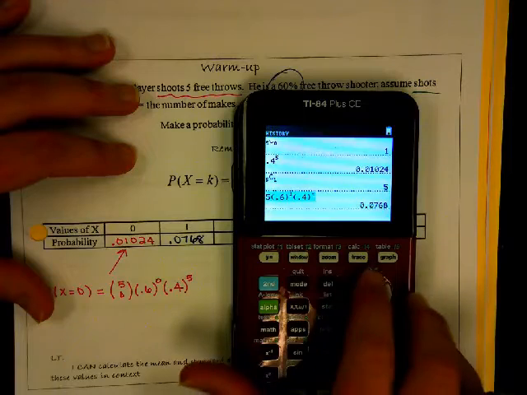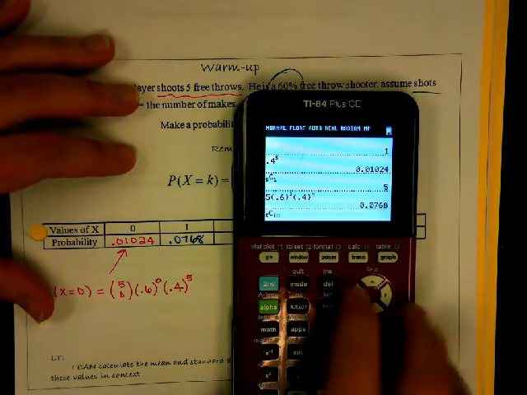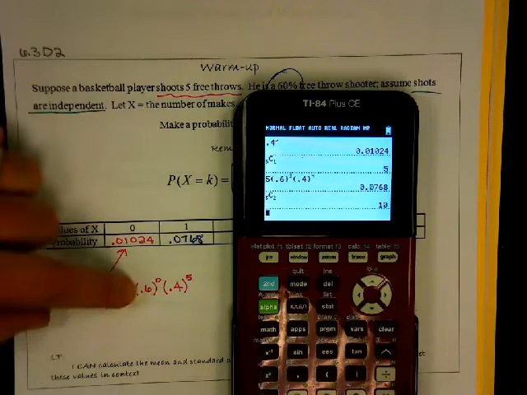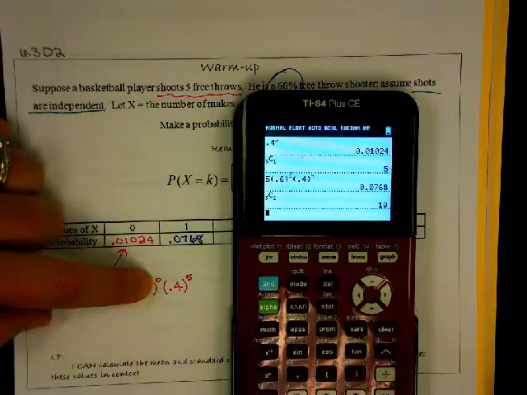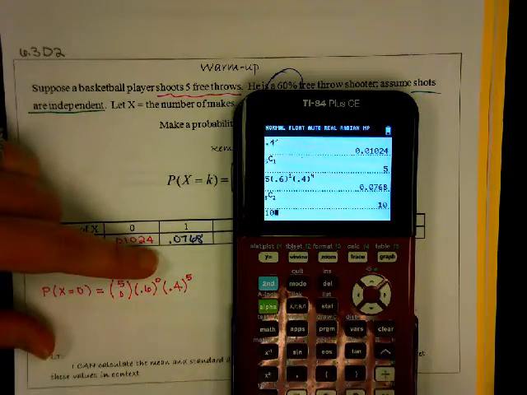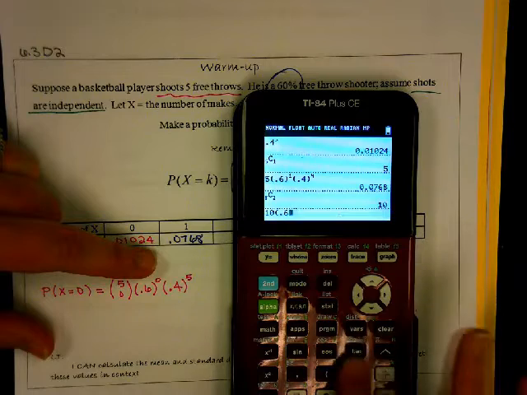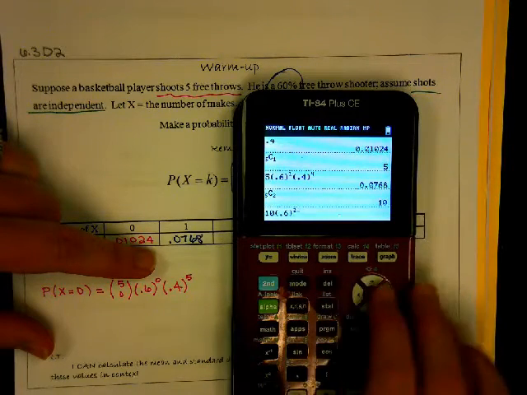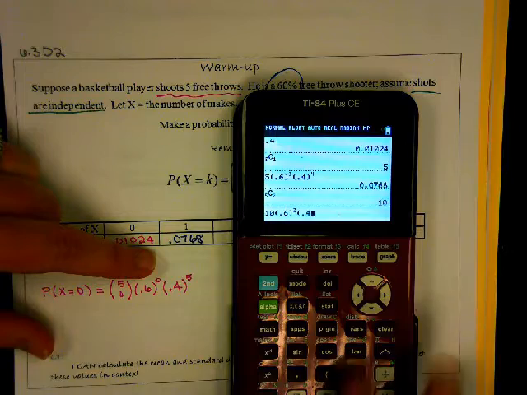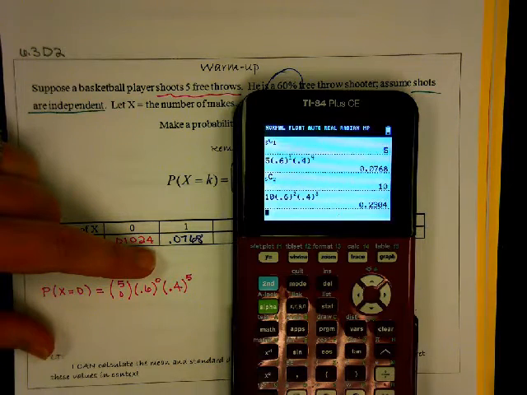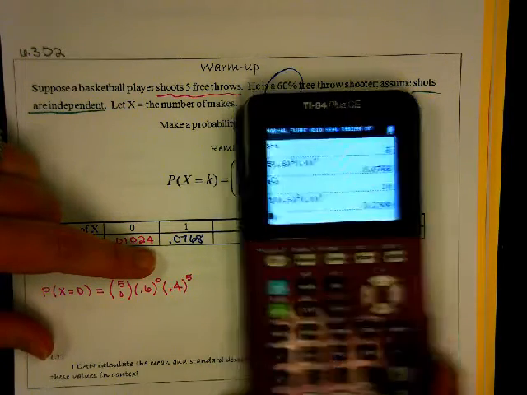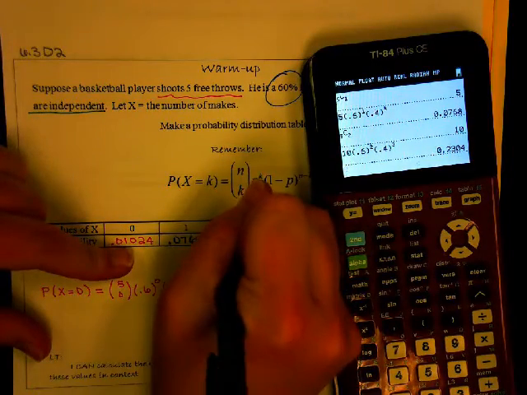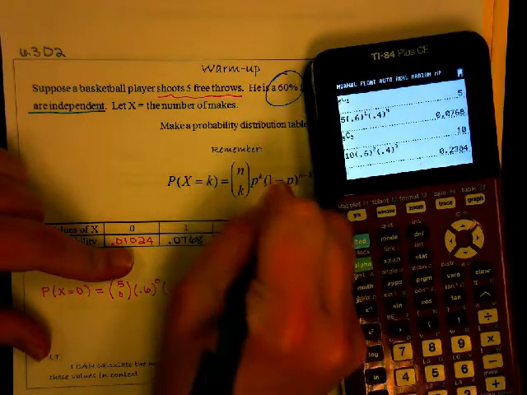Then I need to figure out 5, choose 2, which is 10. And then I'm going to have 0.6 to the 2nd power, 0.4 to the 3rd. Oops, I always forget that part. 10 times that. So we get 0.2304. I said that wrong. 0.2304. Sorry.